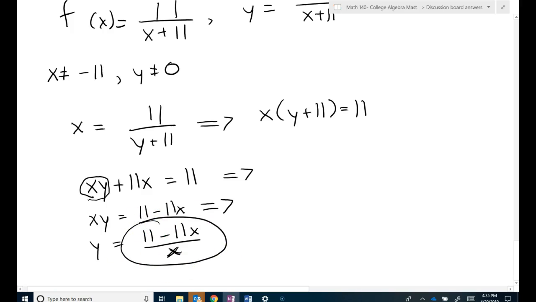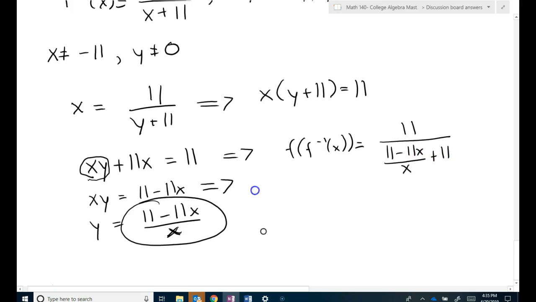Let's check and make sure it's an inverse. Let's find f of f inverse of x, which is going to equal 11 over 11 minus 11x over x plus 11. Oh, that looks tricky, doesn't it?